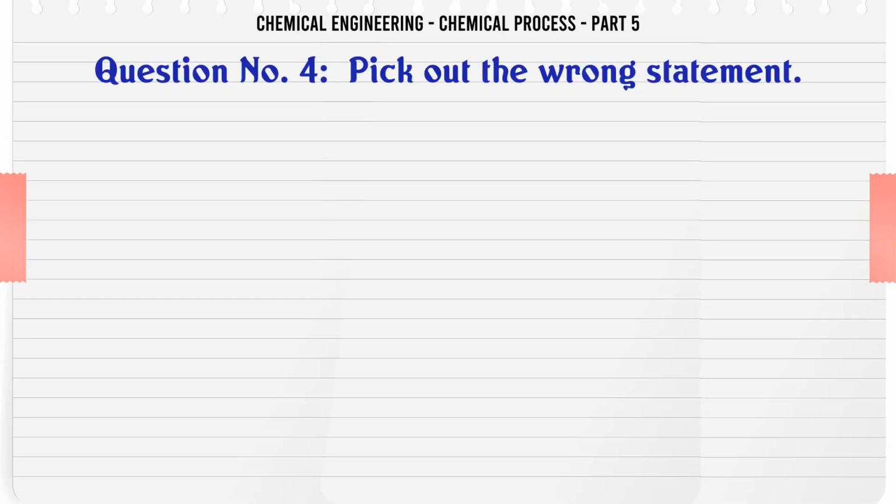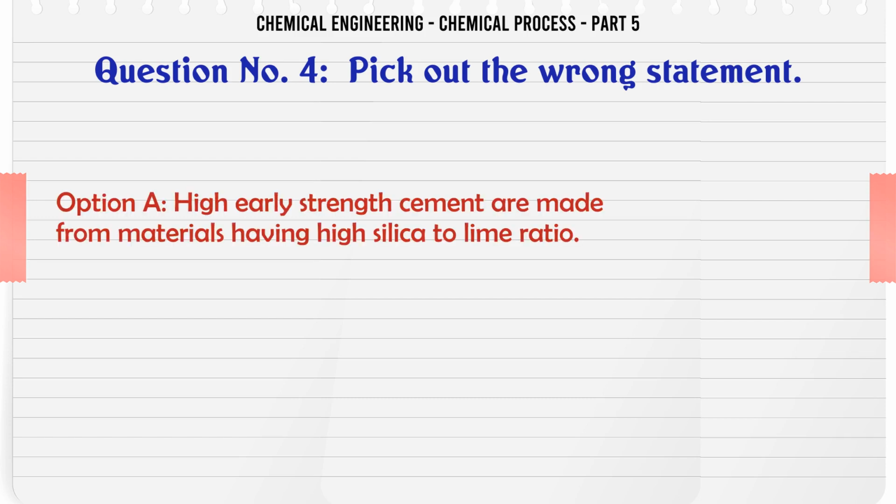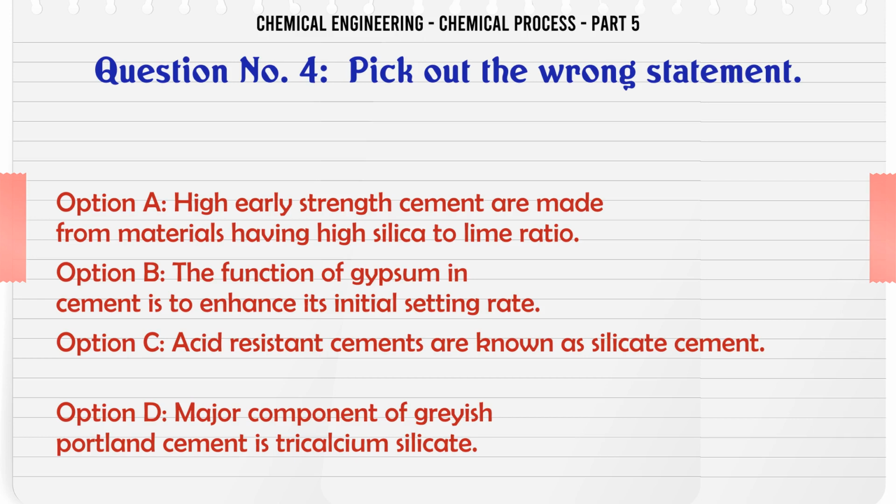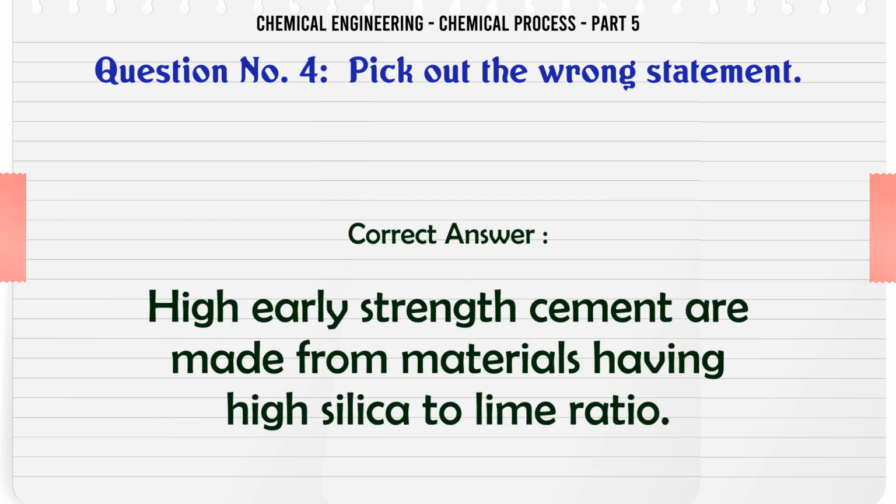Pick out the wrong statement. A. High early strength cement are made from materials having high silica to lime ratio. B. The function of gypsum in cement is to enhance its initial setting rate. C. Acid-resistant cements are known as silicate cement. D. Major component of grayish Portland cement is tricalcium silicate. The correct answer is high early strength cement are made from materials having high silica to lime ratio.